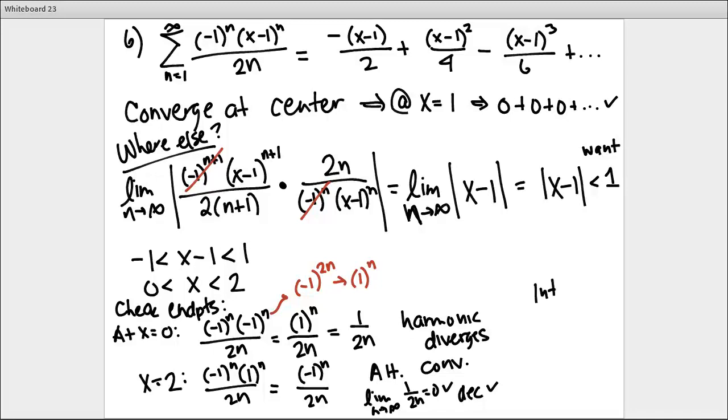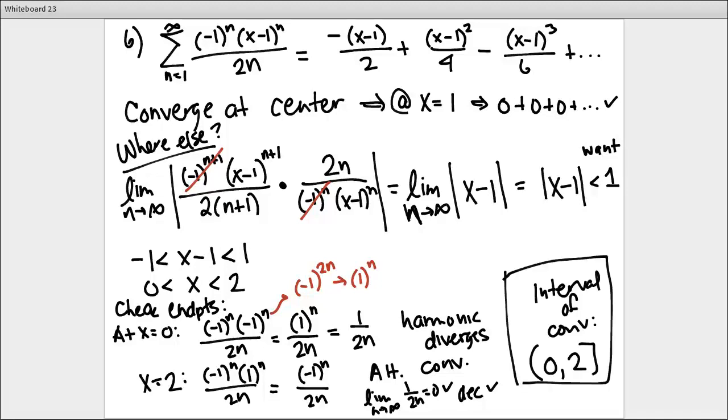So I'm not going to include 0. I am going to include 2, and so my interval of convergence is a soft parenthesis on the 0, but a hard bracket on the 2. All right. What was that one? That was number 6. Okay.